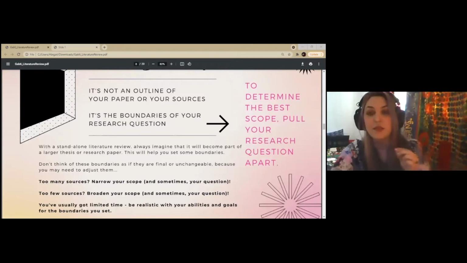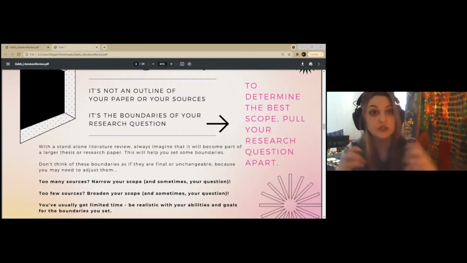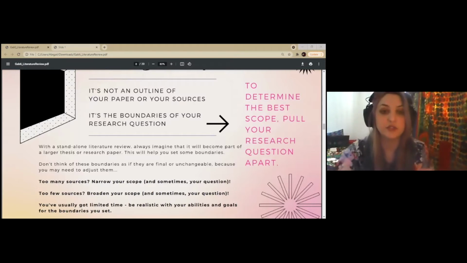And the best way to determine the scope of your literature, the best way to find those boundaries, is to actually pull your research question or questions apart. Pull those thoughts that you have apart as you're going through the research process.